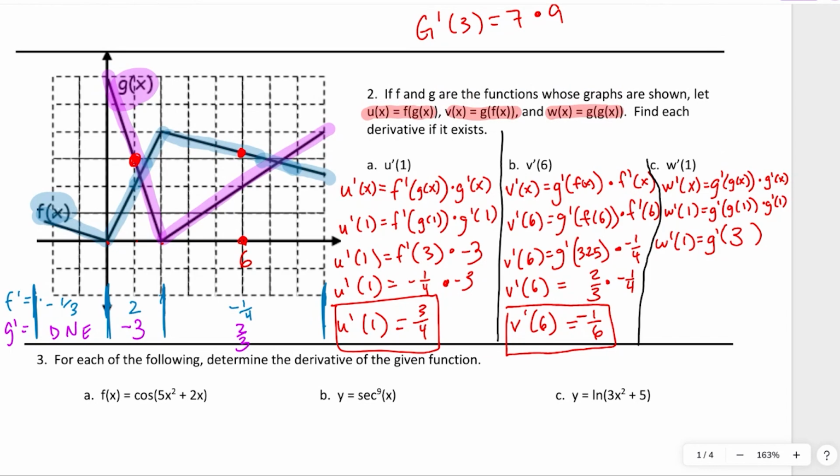So times g prime of 1, the slope there we already found out was negative 3. So now we'll go ahead and evaluate g prime of 3. When x is 3, g's slope is 2/3. So 2/3 times negative 3 is going to equal negative 2. So that's the slope of function w when x is 1.